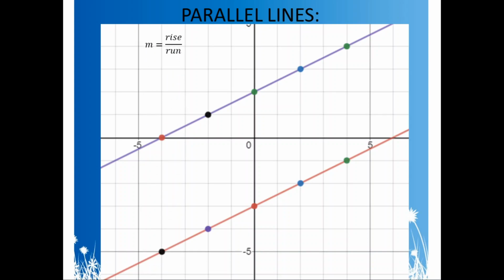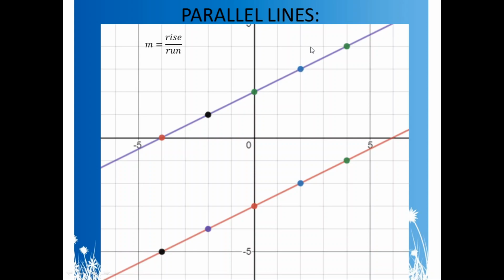Let's remember our formula for gradient. M is equal to rise over run. So we'll be looking visually at the gradient of these lines. Let's look at the gradient of this first line here. If the gradient is rise over run, we need to know how much it goes up compared to how much it goes across. So if we look at these points, we can see that it goes up 1 and across 2.